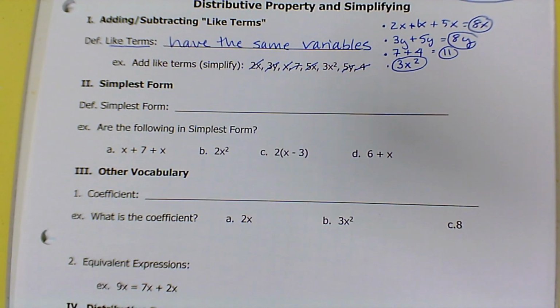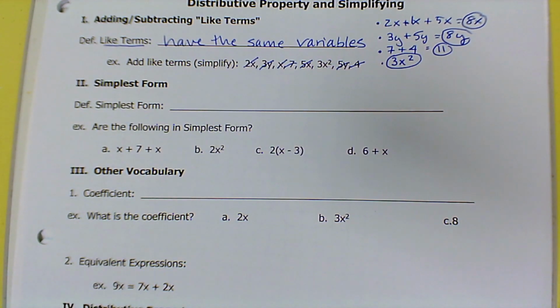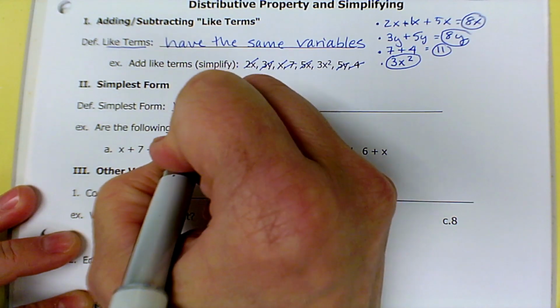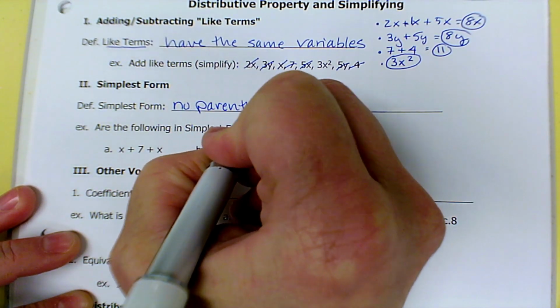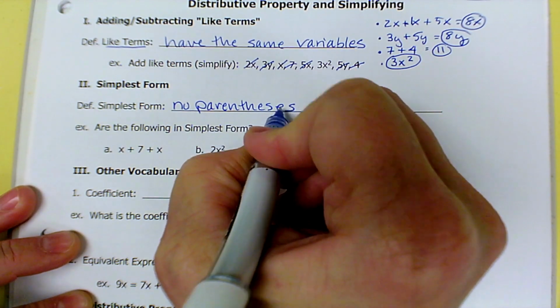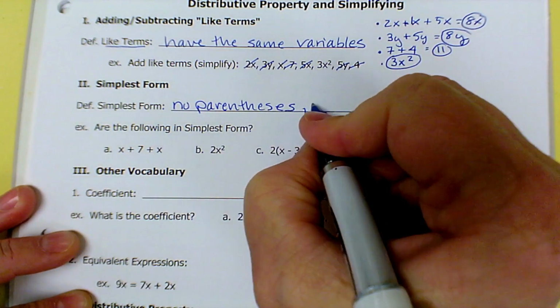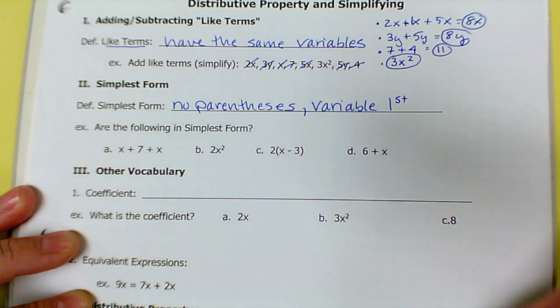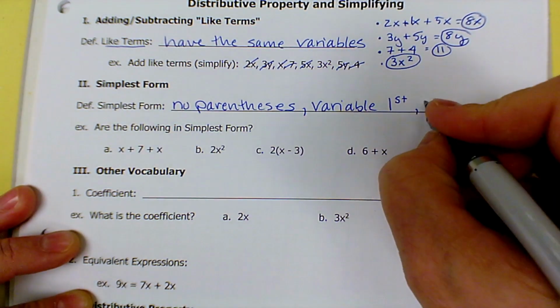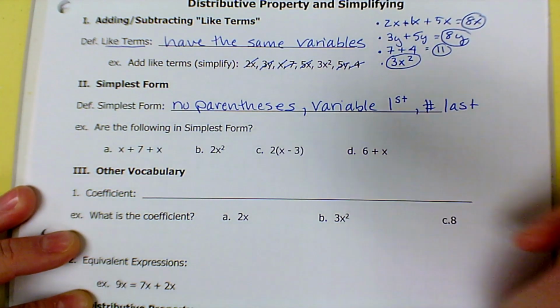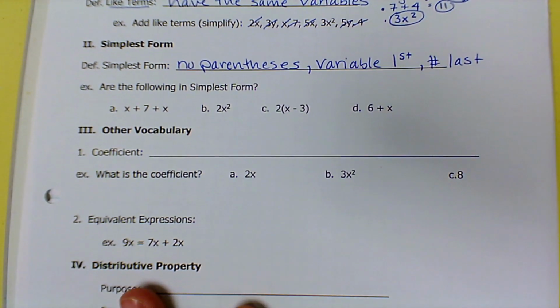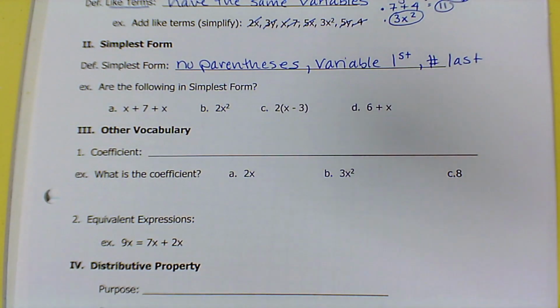All right, number 2, simplest form. For what we're doing, simplest form means there are no parentheses. No parentheses. The variable comes first, so the X or the Y comes first. And the number comes last. There are more rules for simplest form, but that's going to get us through the next few days. So simplest form, no parentheses, put the letter first, put the number last.